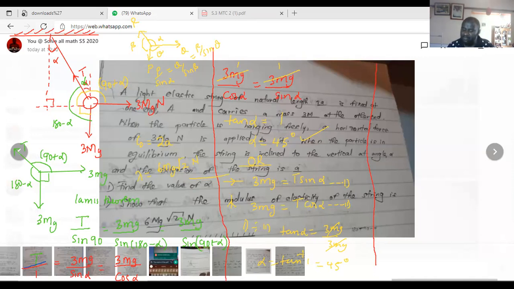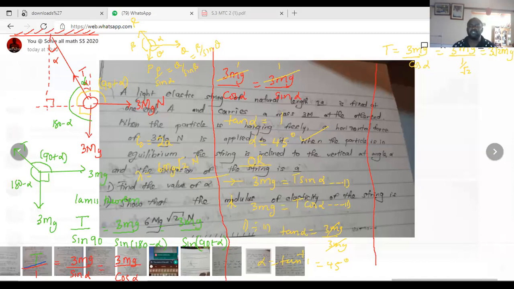Now the question said, find the modulus of elasticity. Why do we need the modulus of elasticity? From here, you can see that you can get tension. Tension is equal to 3 mg over cos alpha, whether using the second method or the first method. So this is the same as 3 mg over 1 over root 2, because cos alpha is cos 45. Do you realize that this is actually 3 root 2 mg as our tension?